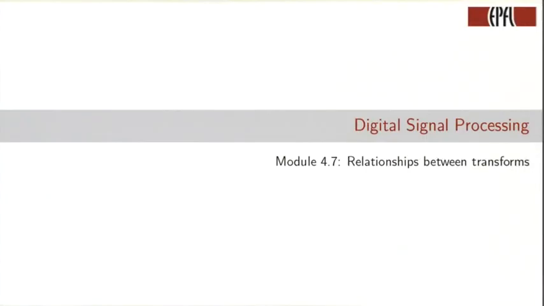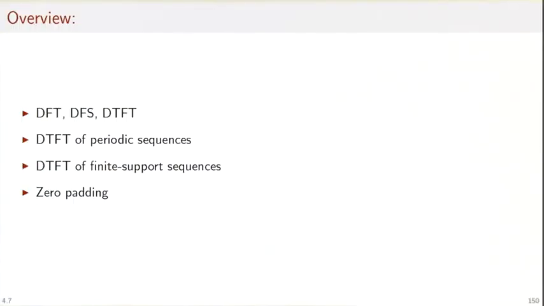Module 4.7, Relationships between transforms. We have seen the discrete Fourier transform, the discrete Fourier series, as well as the discrete time Fourier transform. Now we are going to look at the DTFT of periodic sequences on the one hand and the DTFT of finite support sequences, and create a relationship between these two cases and the DFT or DFS. Finally, we will look at zero padding, a technique that is often used to smooth spectra from finite length signals.